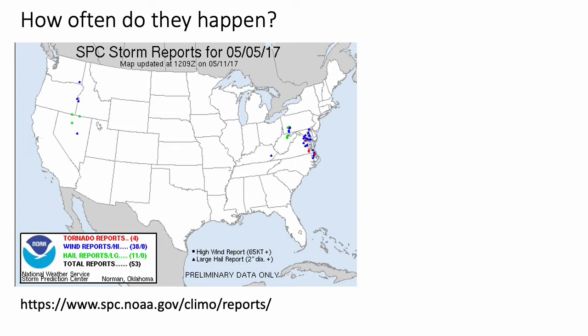So this is for the 5th of May. This is the 6th of May, so you can see now the East Coast extremes basically are gone, but we have quite widespread high wind events across the Western US. And the 7th moves even further east, and then this is the 8th, so we have a large range of hail reports in the Front Range, so from Colorado, New Mexico specifically.